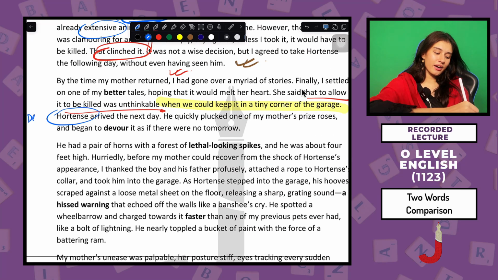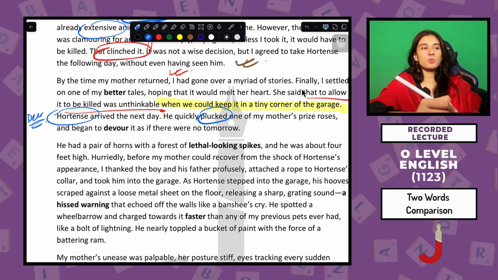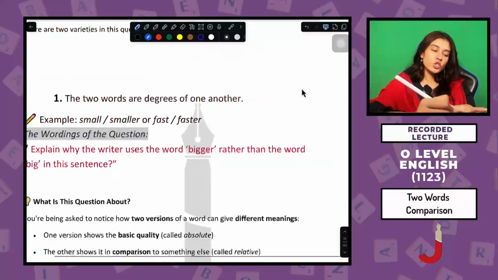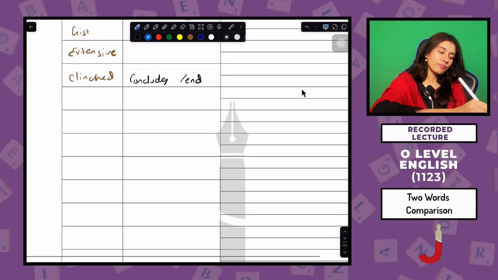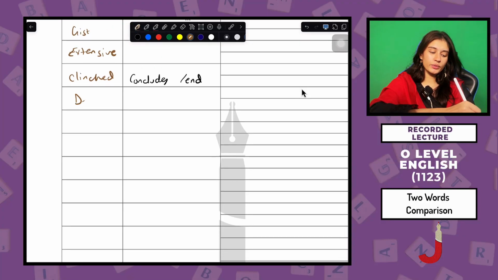Then the next day the deer arrived, and he quickly plucked one of my mother's prize roses and began to devour it as if there were no tomorrow. So I'll tell you what this word means. Maybe some of you already know what it means. So the word devour means to eat something very quickly, very hungrily.